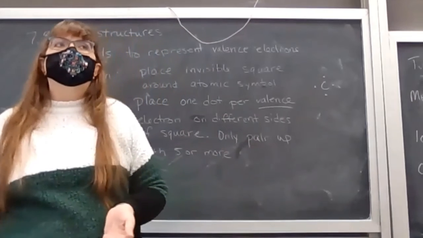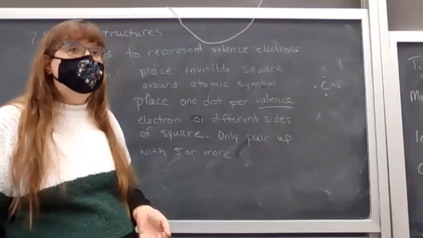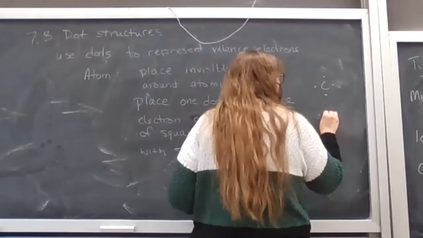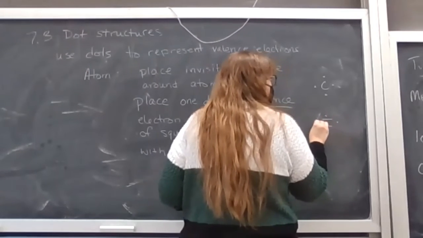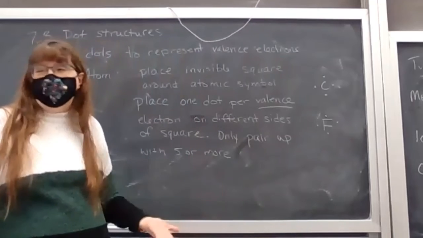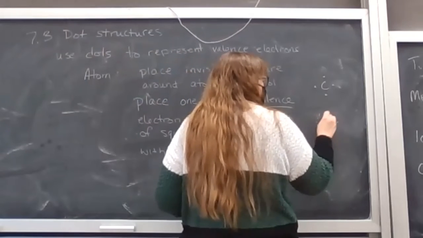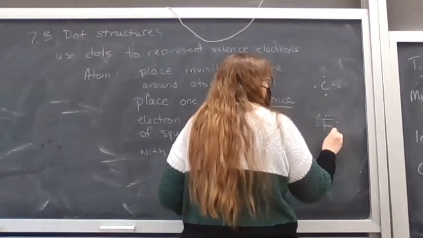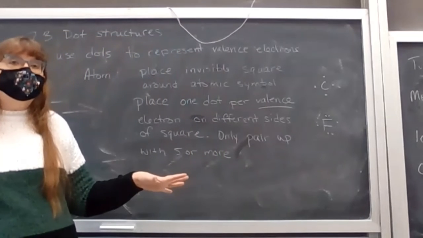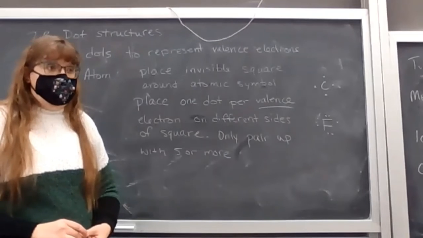How many valence electrons does fluorine have? 7. So for fluorine, I put the 4 around, and then once I have 4, I start pairing them up. And again, it doesn't matter which ones I pair, just so long as I pair up and show the appropriate number of electrons. That might be the dot structure for fluorine. Okay, so that's the basic idea of dots for atoms. We'll get into molecules on Friday.